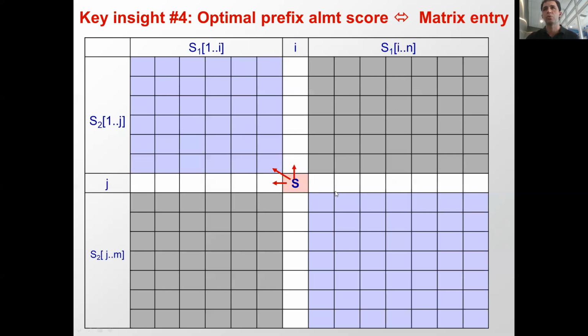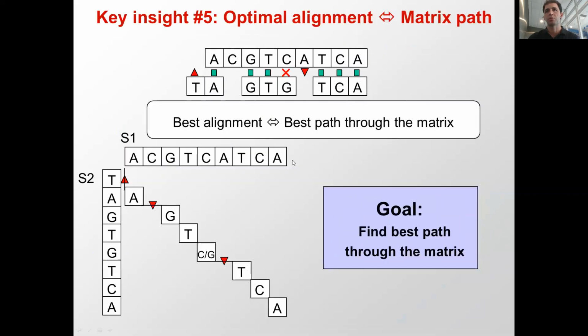But I can actually compute the optimal score of going through this matrix across any path using dynamic programming, as we will see. So that's the last key insight, that every optimal alignment gives me a path through the matrix. So the best alignment is simply the best path through that matrix. So here's the alignment that we had seen earlier, where there's an insertion, a deletion, a mismatch, and another deletion.